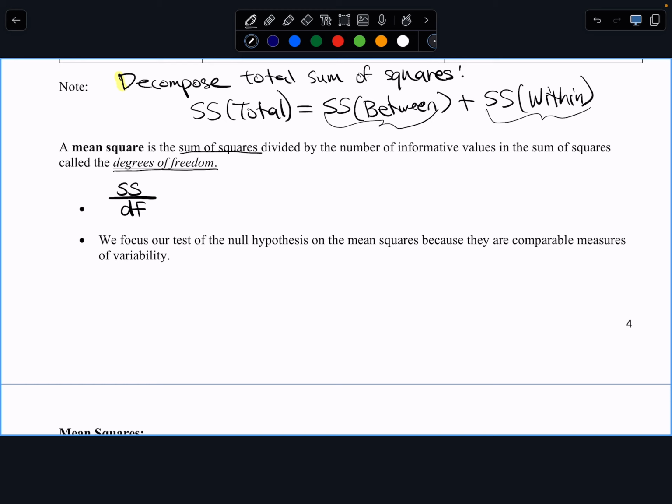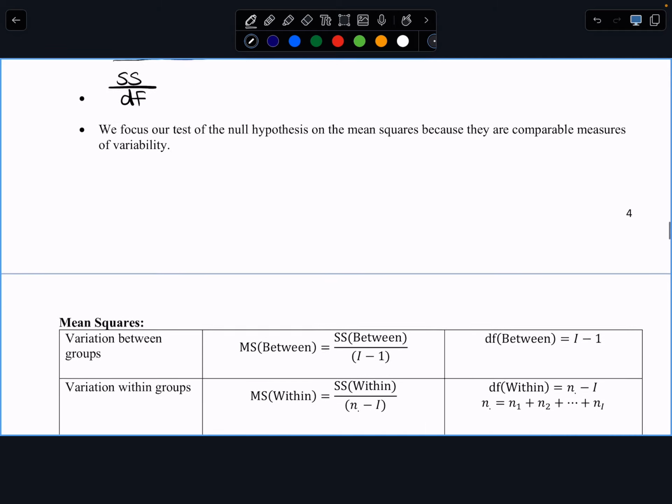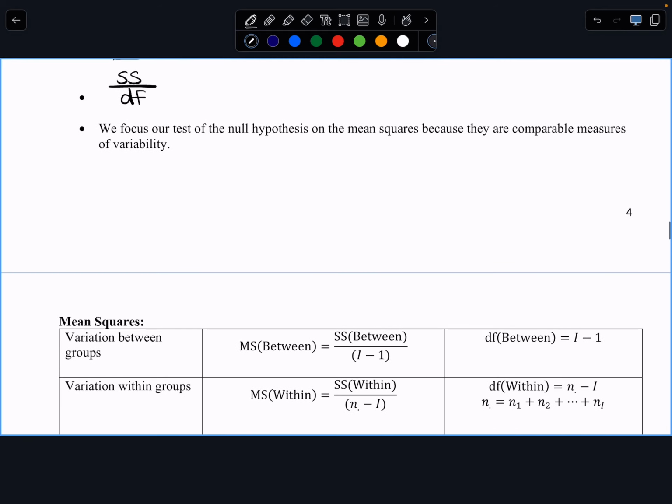Now, there are going to be some more formulas here. These are our mean squares. Our mean square is our final measure of variation between groups. Instead of saying SS for sum of squares, we have mean squares between. The mean square between is just your sum of squares between groups divided by the degrees of freedom between groups, which is I minus 1. So I take the number of groups minus 1. That's our degrees of freedom between groups.